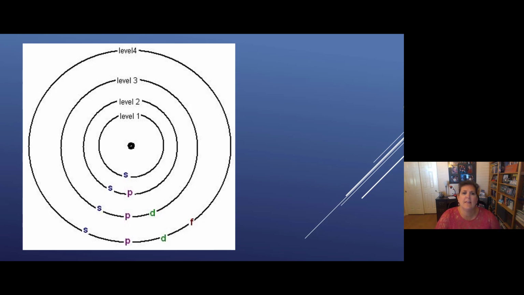So I can ask questions like this. Is there such a thing as 2F? No, there's no F sublevel on the second level. So there's no such thing as a 2F. Is there such a thing as a 3P? Yes, there is. There is such a thing as a third level P sublevel, 3P. And so I can ask questions like that.